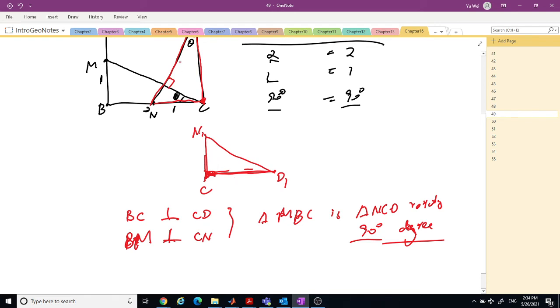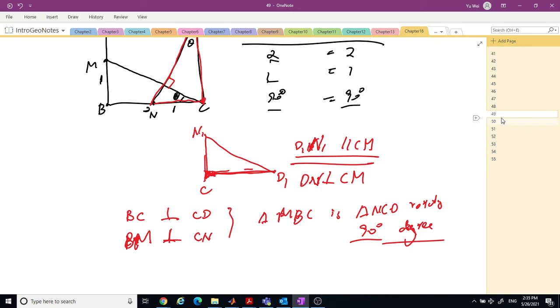Because after rotating 90 degrees, D1N1 will be parallel to CM. So that's why DN is perpendicular to CM. Okay, so this is the rotation transform.